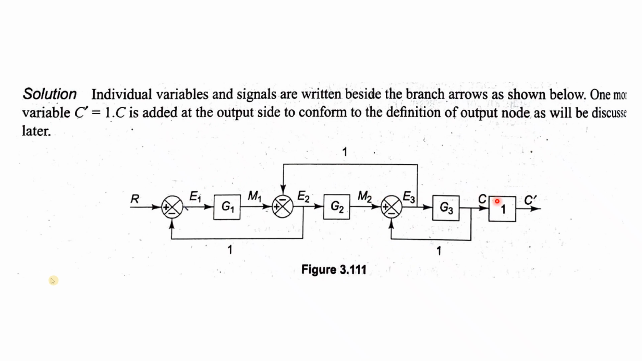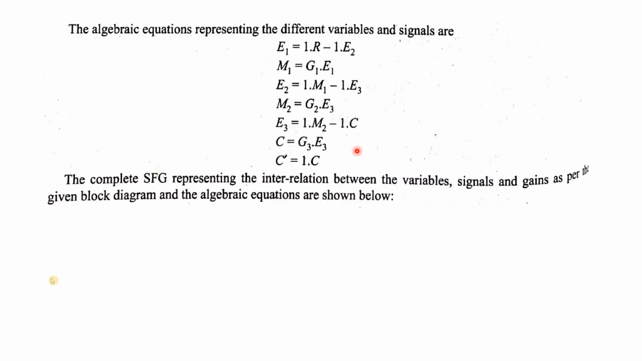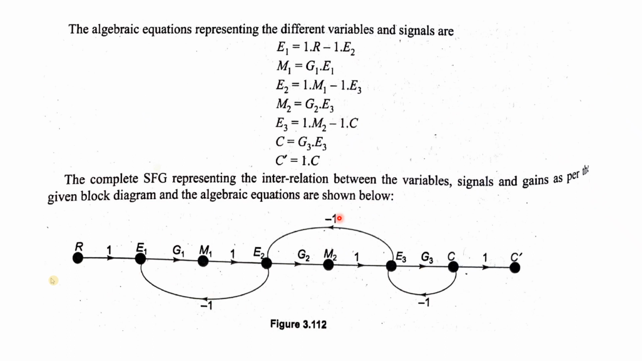So we have named the signals by some variables, some alphabets. Now these signals will be considered as nodes, and the transfer functions will be considered as gains, along with the feedback and this unity transfer function also. So this is what we saw yesterday, up till here. Now we will proceed to determine the transfer function of a block diagram, not by the block reduction technique but by using the signal flow graph.